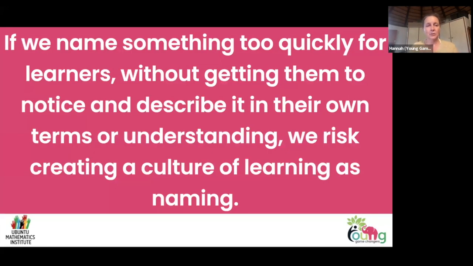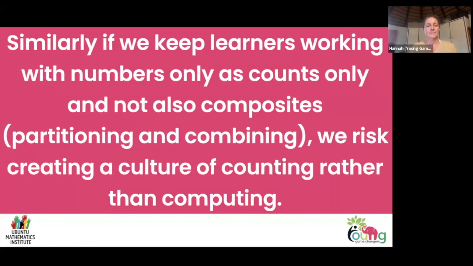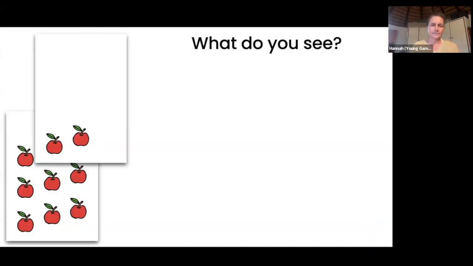If we name something too quickly for learners without getting them to notice and describe the details of it, we create a culture of learning as naming. In other words, you know it if you know the name, and that's not really the truth. And similarly, if we keep working with numbers as counts and not as composites, then we create a culture of counting rather than computing. It's the composition that gives the learners the basis for computing, not the counting.